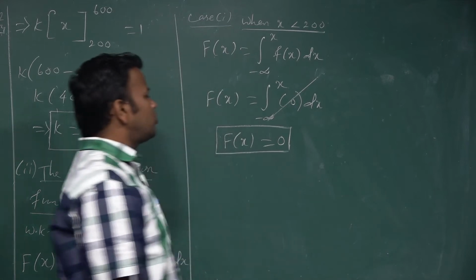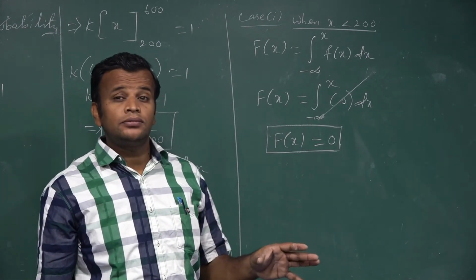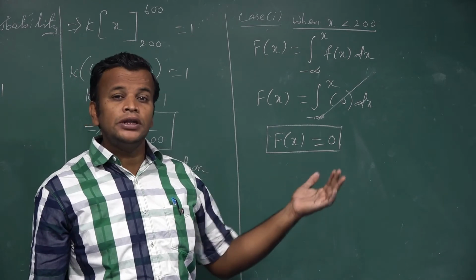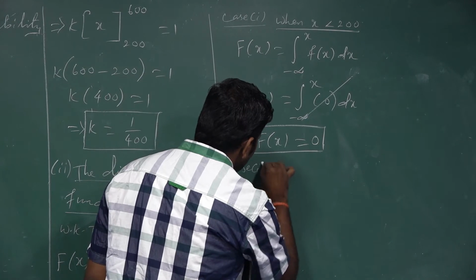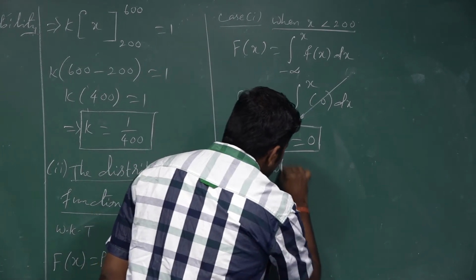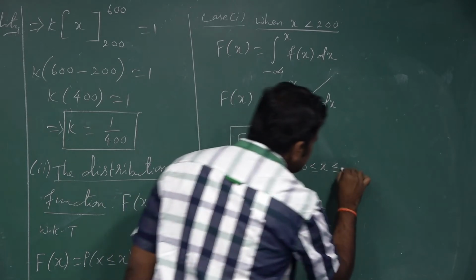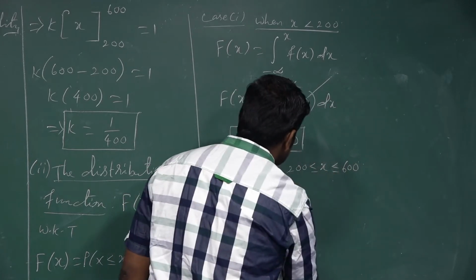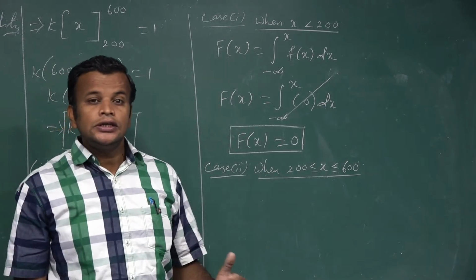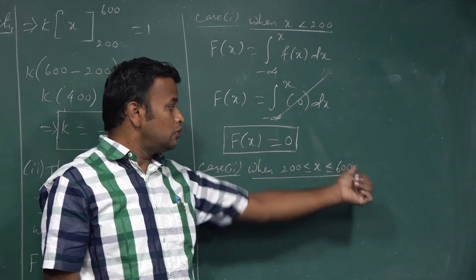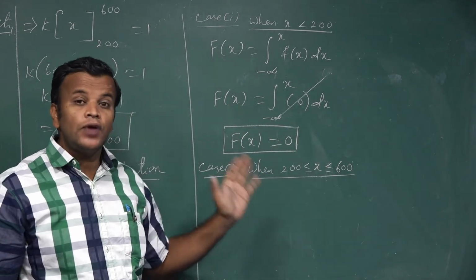So the first one, F of x value is 0. The first one is over. Now we come to the second one. Suppose 200 is less than or equal to x, which is less than or equal to 600. That means the value of x starts from 200 up to 600. To find the value of F of x for x from 200 to 600.